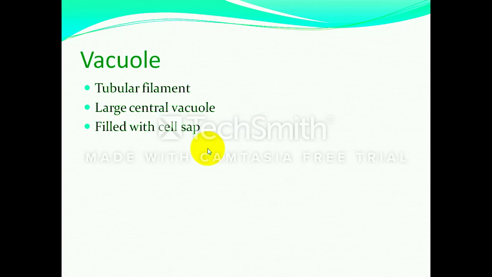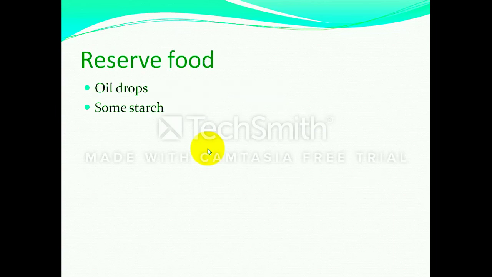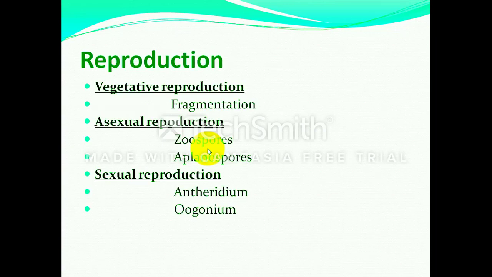Next is the vacuole. The vacuole is in the form of a tubular filament which contains a large central vacuole filled with cell sap. Next is the chloroplast. The chloroplast in Vaucheria is a small discoid-shaped structure without pyrenoids. Reserve food material is in the form of oil drops; starch is produced only if the plant is continuously illuminated with light.